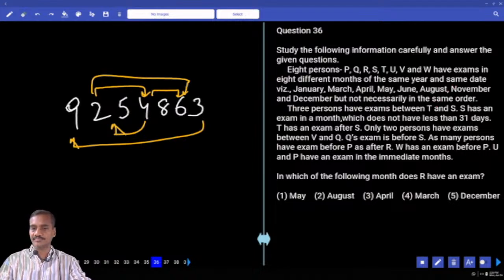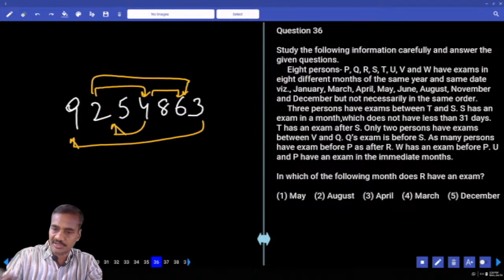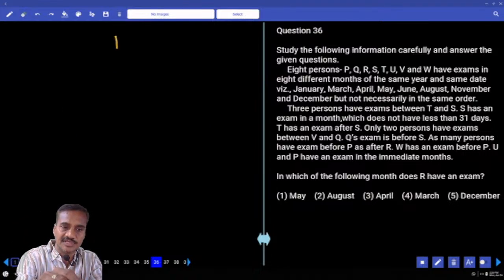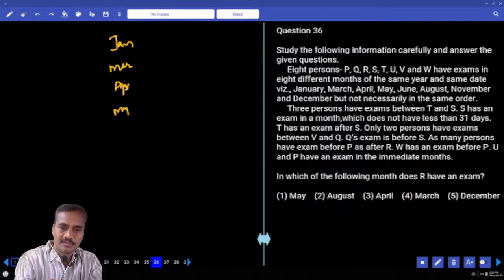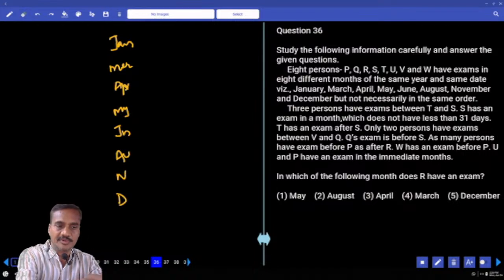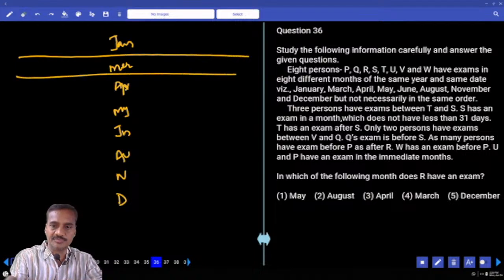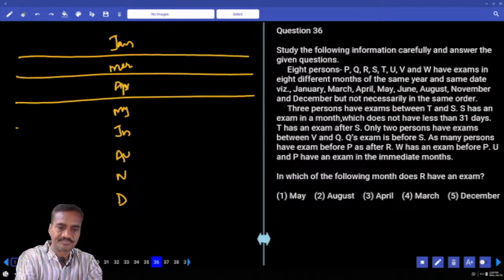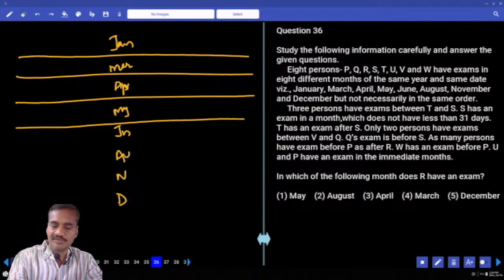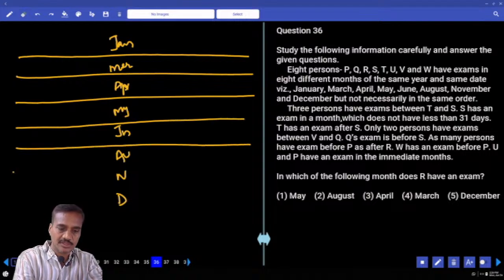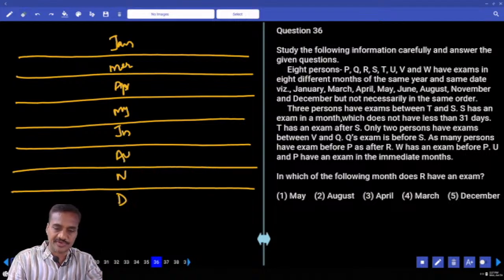Then 36 to 40. Now 8 persons have exams in 8 different months and in the same year. What are the months we have? Jan, March, April, May, June, August, November and December. Now, how many persons? 8 persons. These 8 persons have examinations in these 8 different months.